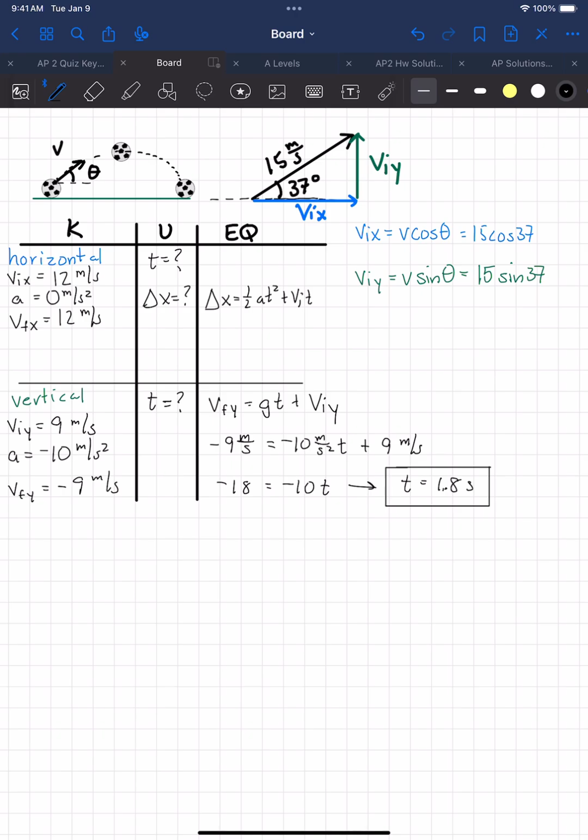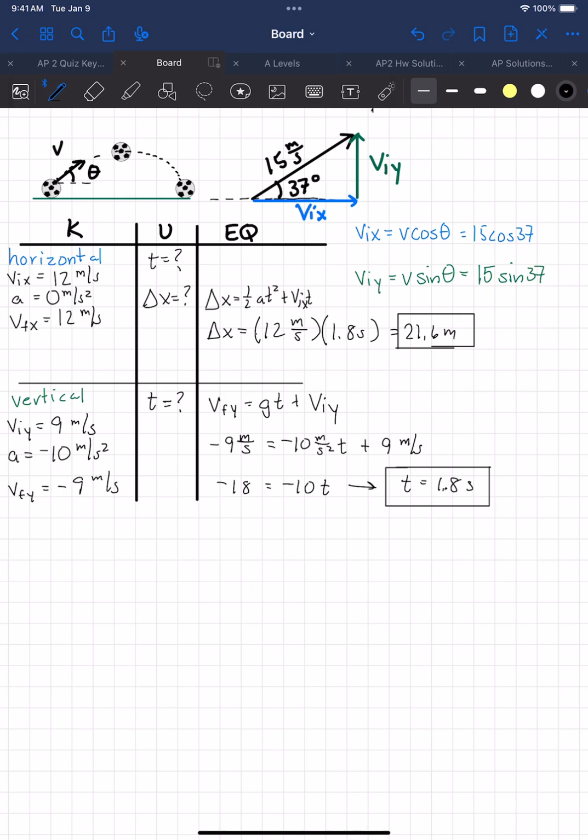And now part B is how far away from the goalie does the ball land? So we already know the total time it spends in the air, so that's what I'm going to plug into my equation here. So let's see what we got. Delta x equals, so acceleration is 0. Sorry, I'm zoning out here. So acceleration is 0, so then I'm just going to put in the horizontal component of velocity, which is 12 meters per second, times time. And the time that we recorded earlier is 1.8 seconds. So I'm going to check on my calculator, 12 times 1.8, and I get 21.6 meters. So there's my second answer.